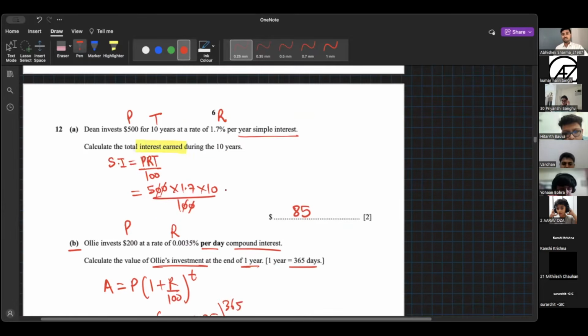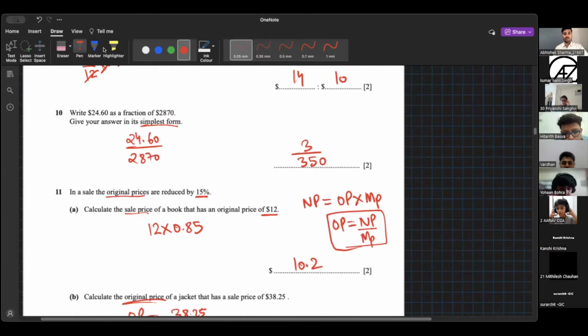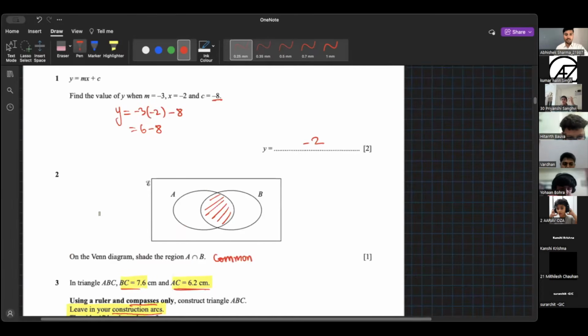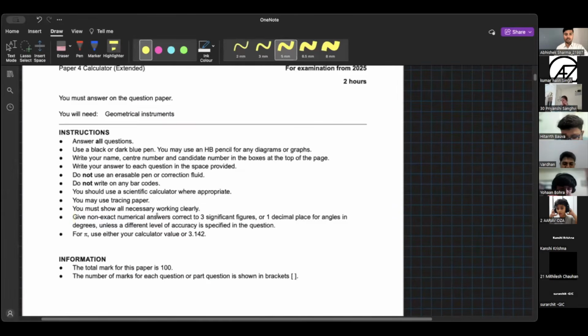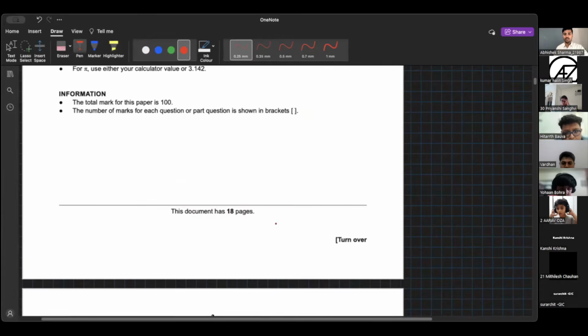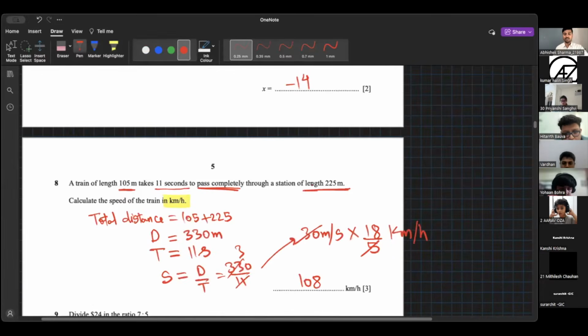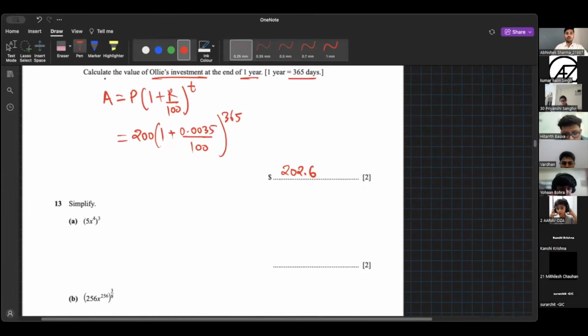Ideally, it is clearly mentioned in the instruction: give non-exact numerical answer correct to 3 significant figures. So even if you write 202.57, that is also correct. Or you can write 203, correct up to 3 significant figures.